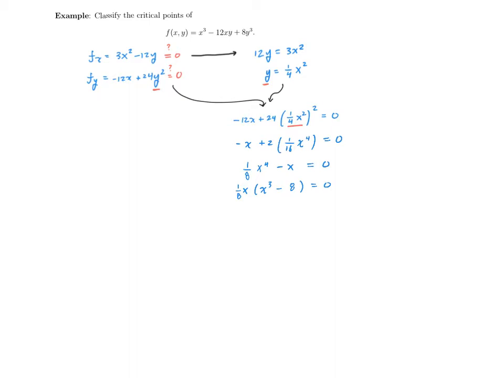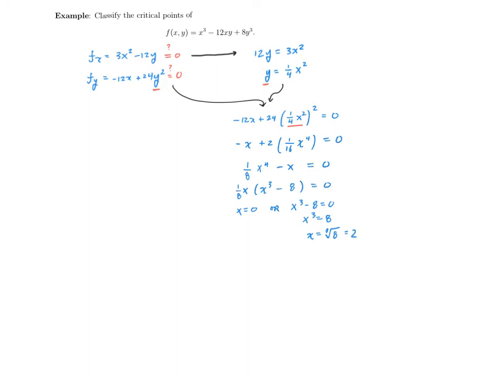And the only way for this product of two quantities to equal 0 is if one or the other is 0. So we could have x is equal to 0, or we could have x cubed minus 8 is 0, which means x cubed is equal to 8, or x is equal to the cube root of 8, which is 2.